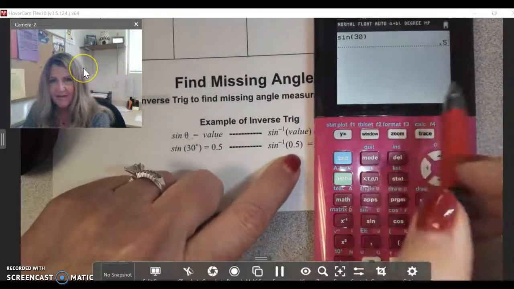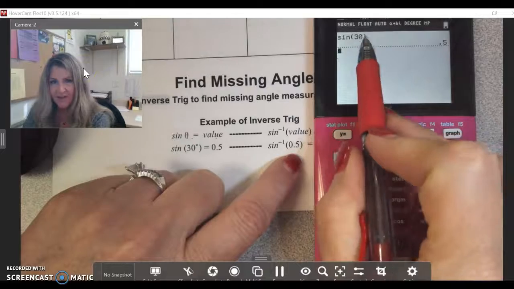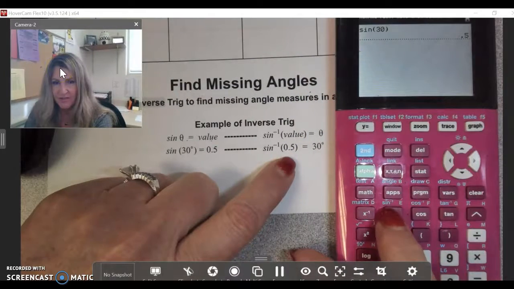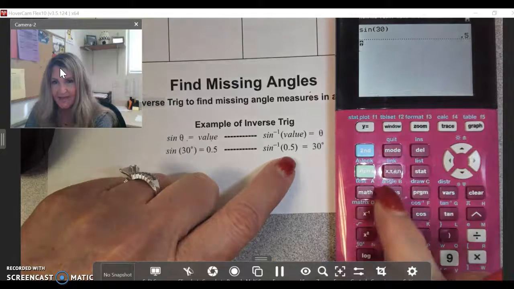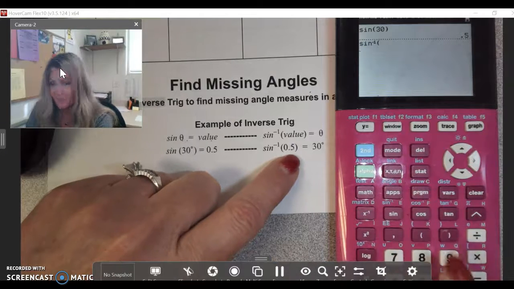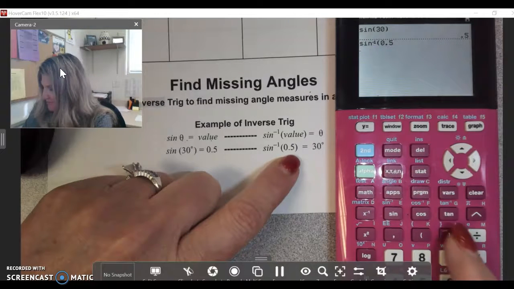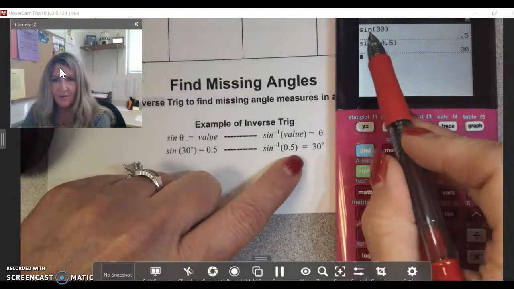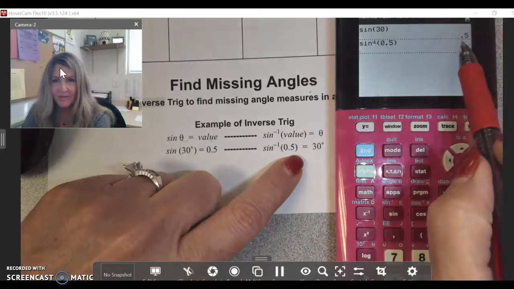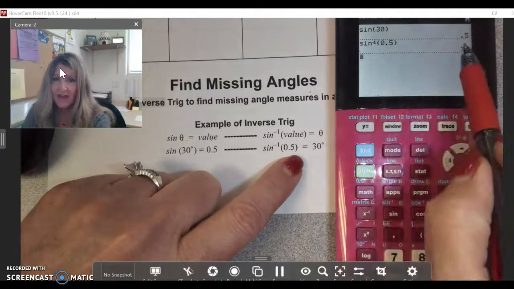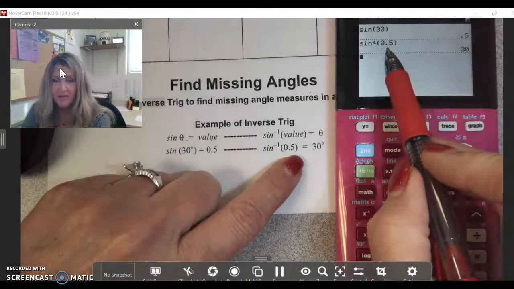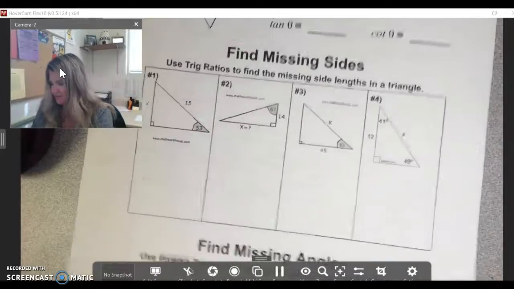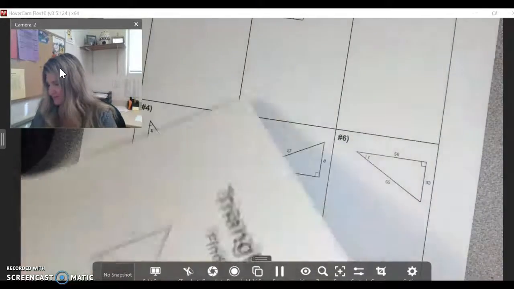Now let's say that I'm given the 0.5 and I want to find the angle. Well, now I would have to push second, sine, the inverse sine right there, of 0.5. And see how now it tells me what the angle is. So the angle of 30 gives me this ratio, or value. If I know the value and I want to know the angle, I have to push second. All right, so let's do some problems here to practice.